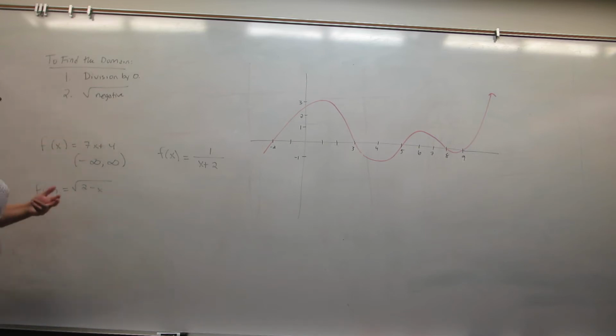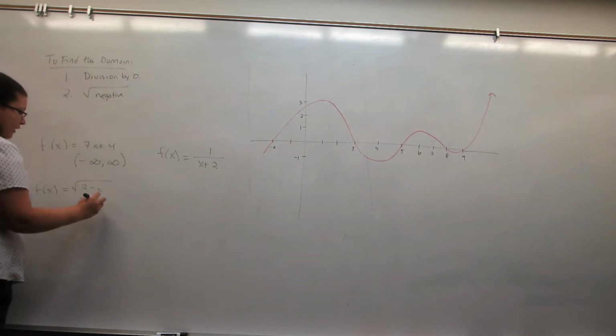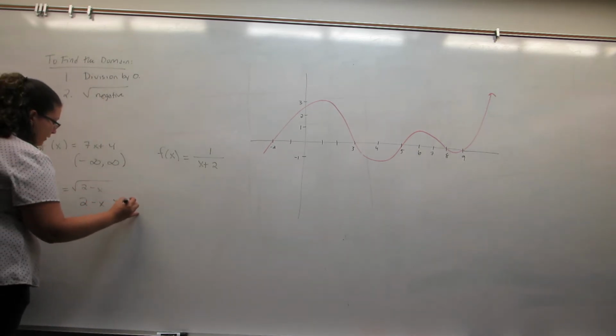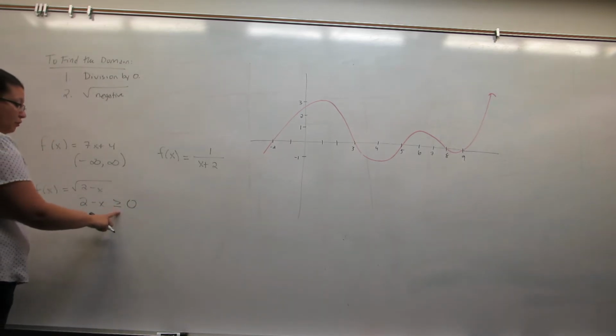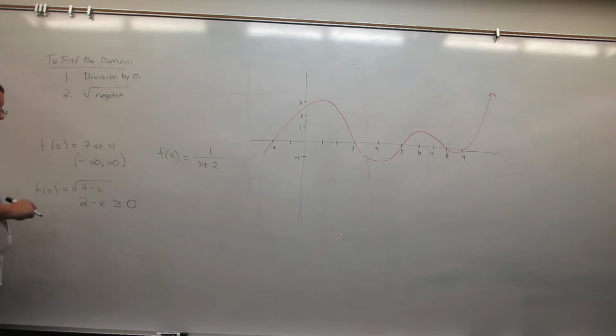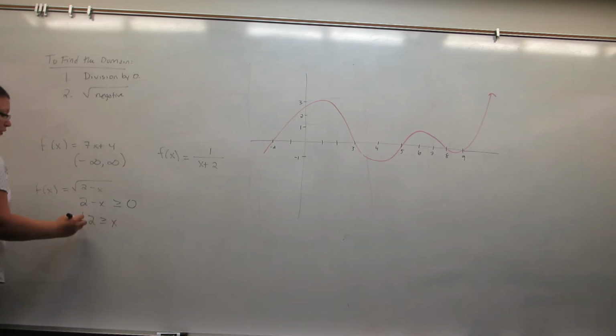Now, this one, I say, is either of the 2 problems present, and yes, there is a square root, so there's a potential to take a square root of a negative number. So to avoid that, when I'm finding the domain, I need the part inside the square root to be always greater than or equal to 0, so that it is never negative. I then solve this for x, and it gives me the domain. So the domain of this function is that I'm only allowed to plug in numbers that are less than or equal to 2.